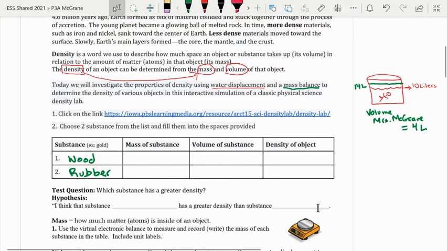So now we have two. So I'm just going to guess, I don't know. I'm going to guess that rubber has a greater density than wood. I don't know if I'm right or wrong.